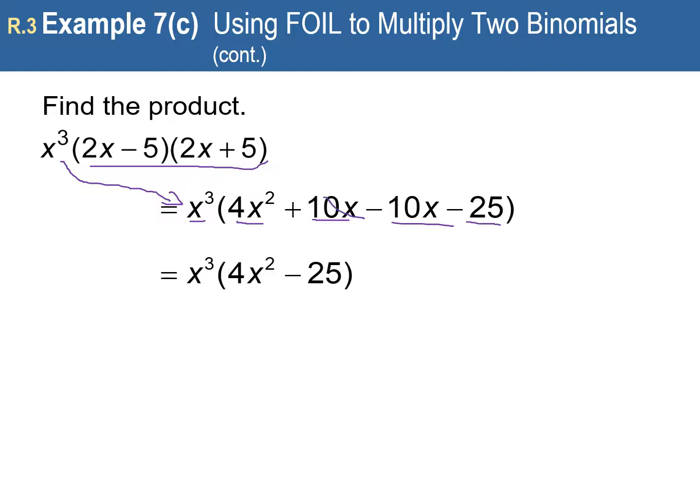Those two cross terms go away. No, they don't always. And now we can use distribution so that we have 4x to the fifth minus 25x cubed when we take and distribute this into both terms.